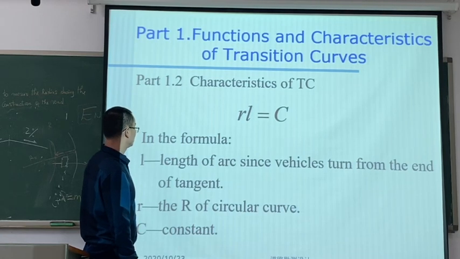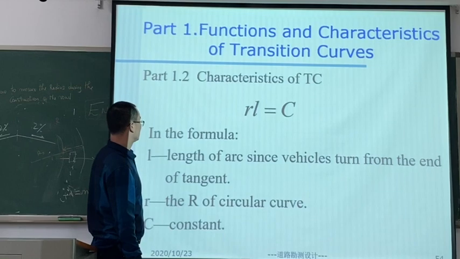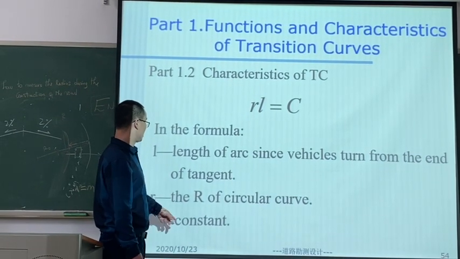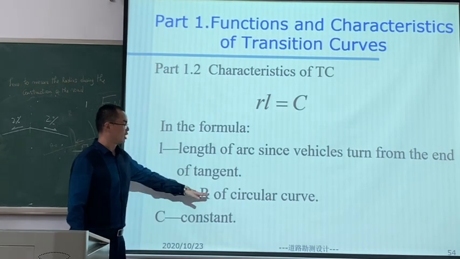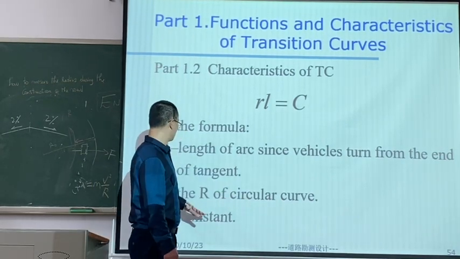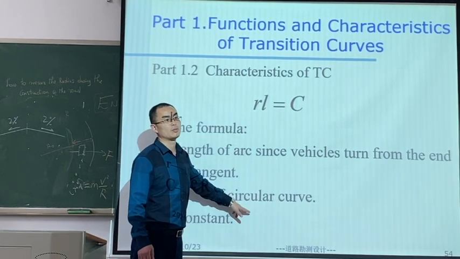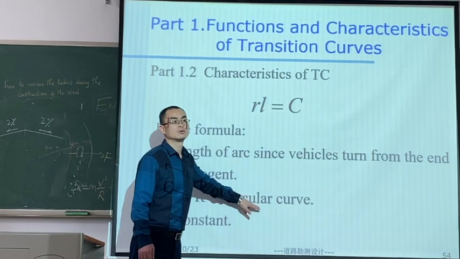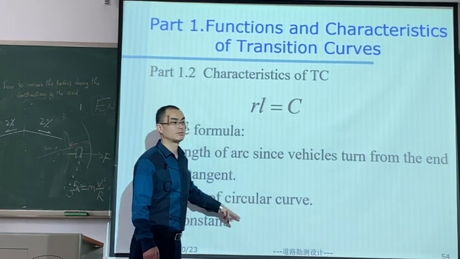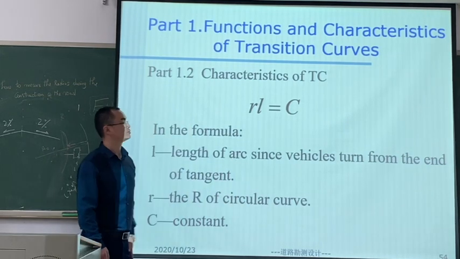C is constant. Which constant? This is wrong. Transition curve, not circular curve. Transition curve.